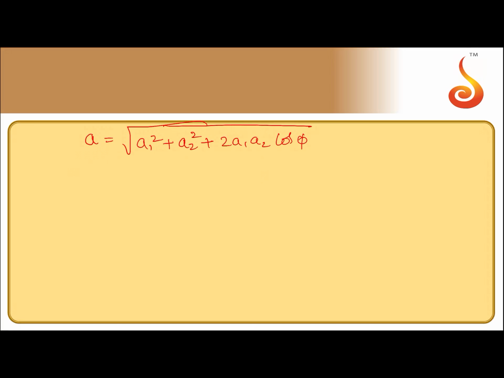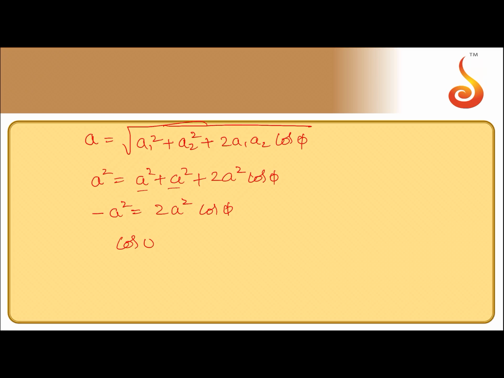Now A1, A2 and the resultant are all equal. So squaring on both sides, A square is equal to A square plus 2A square cos phi. If I send this 2A square to the other side, it becomes minus A square is equal to 2A square cos phi. So A square gets cancelled. Send this 2 to the other side, you get cos phi is equal to minus half. So phi should be equal to 120 degree, that is nothing but 2 pi by 3. That is option B.